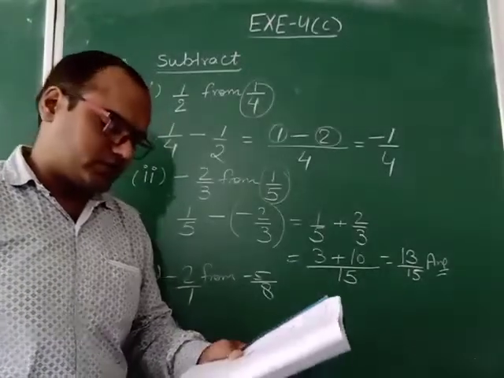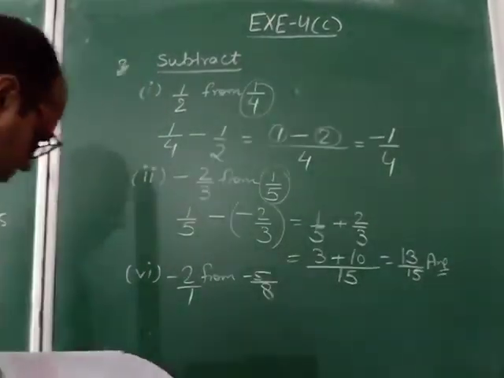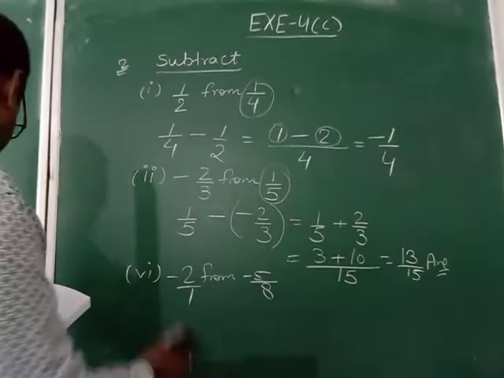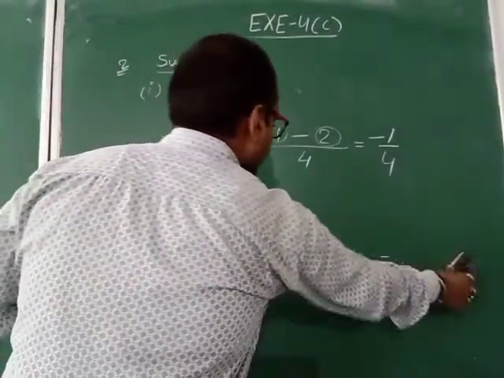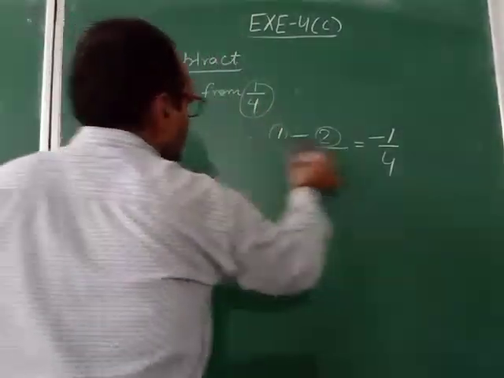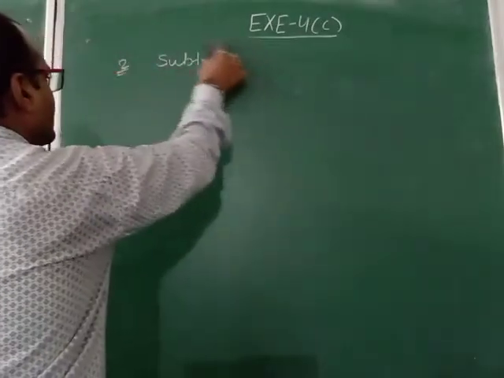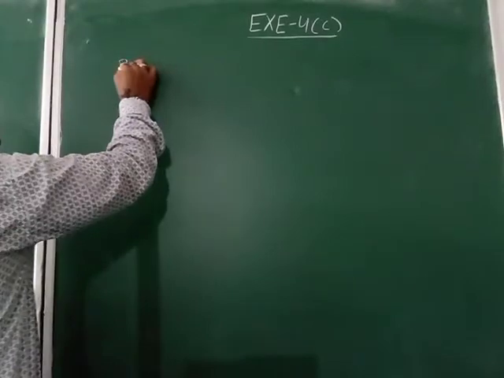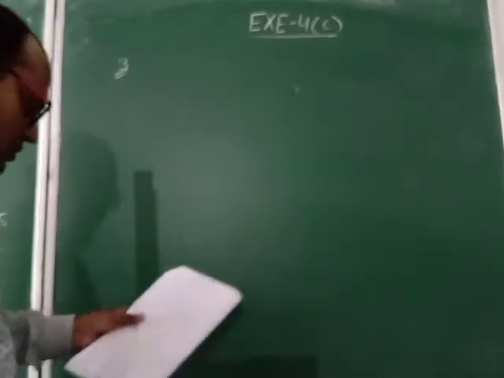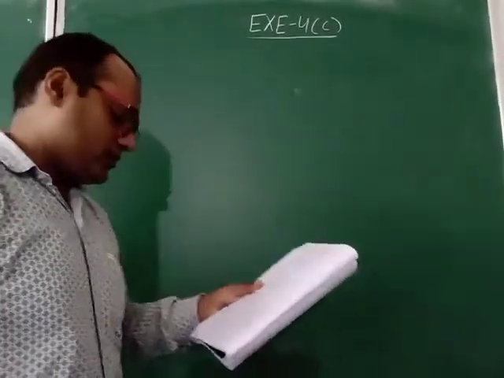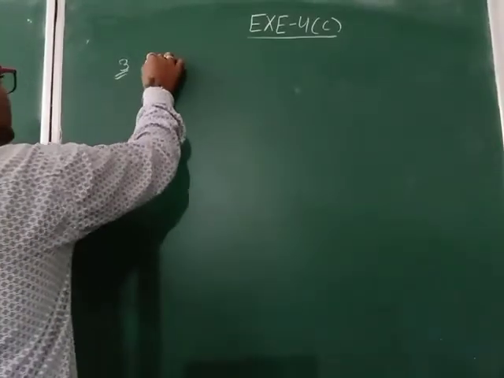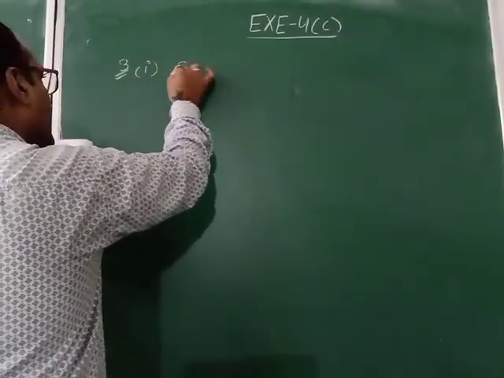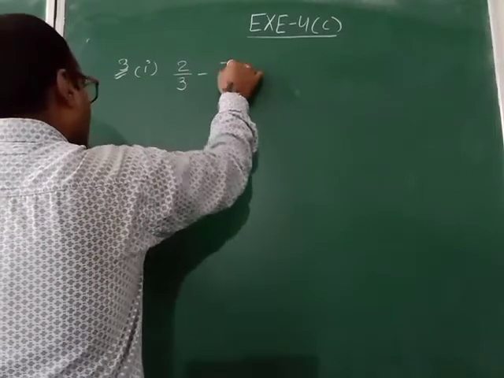Now see third question. Question number third. Find the following. First part, 2 upon 3 minus 7 upon 8.